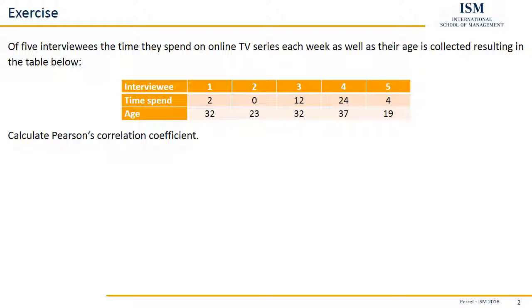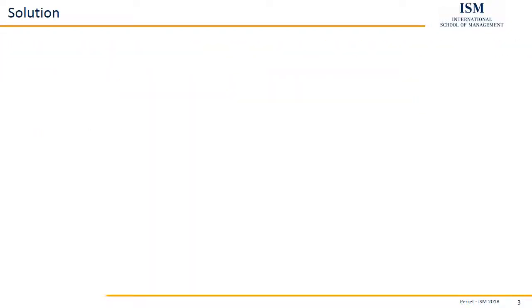Of 5 interviewees, the time they spent on online TV series each week as well as their age is collected, resulting in the table below. Calculate Pearson's correlation coefficient. Okay, how do we go about this?